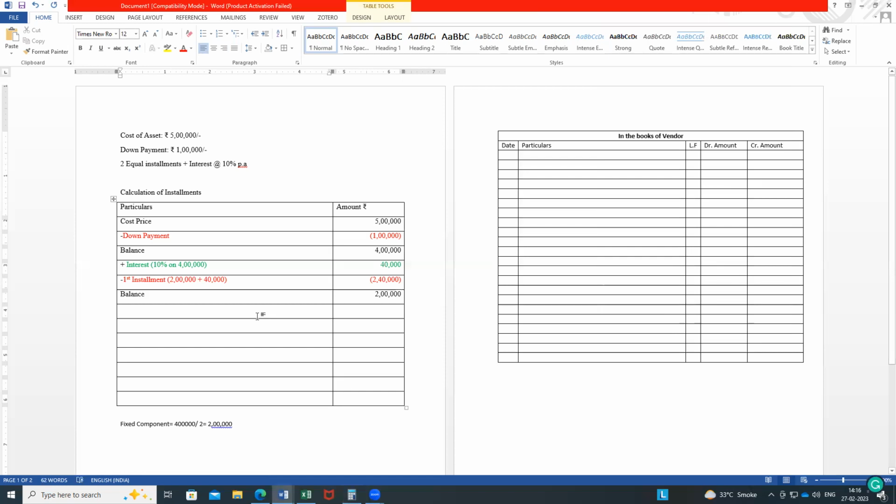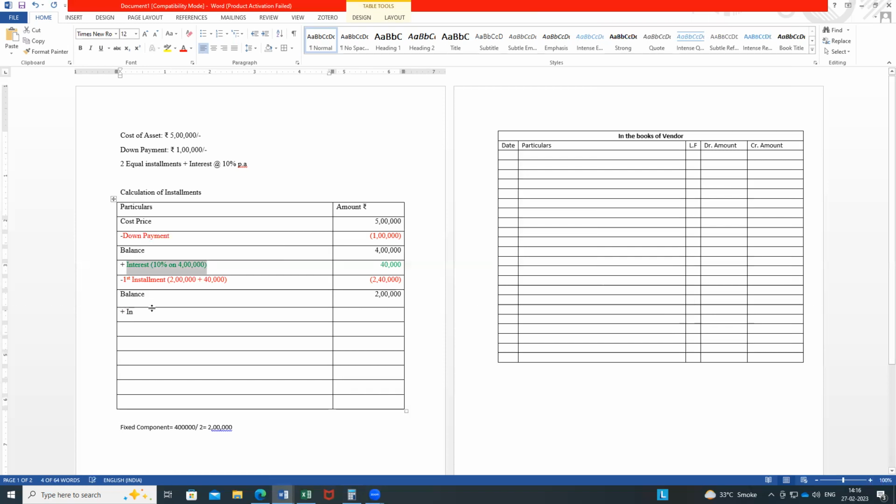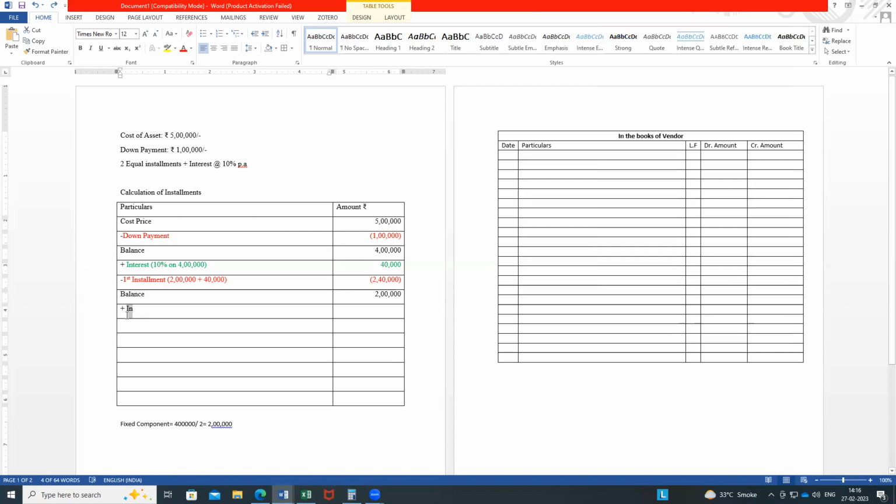Now, is it done? No, because हमें interest वापस से calculate करना होगा. Okay. And it would be 10%, sorry, 10% on the outstanding amount. Now the outstanding amount is how much? 2 lakh rupees. Look at the outstanding amount. That is the balance amount. Okay. So it would be how much? 20,000.